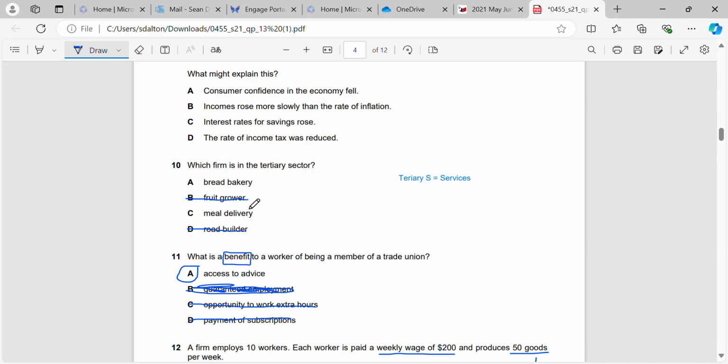Essentially, we need to ask ourselves which one is more of a definitive service. Okay, and the one that's more of a definitive service is the meal delivery, because the only service they're providing is the delivering of the actual meals themselves. Whereas a bread bakery would still be involved in manufacturing or baking or making the bread themselves from scratch, so they may be included in the secondary sector, which is manufacturing, making something. Meal delivery, it's already made, they just deliver the meal, so it's a full 100% service.